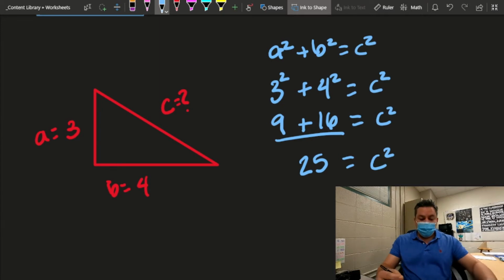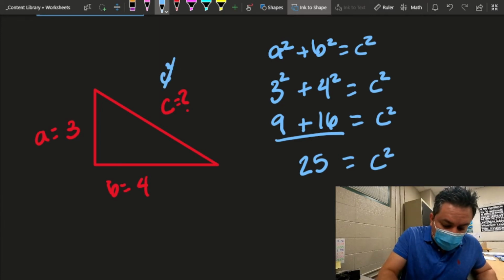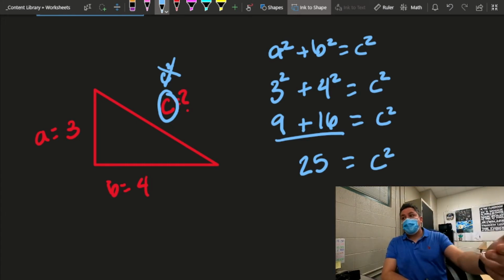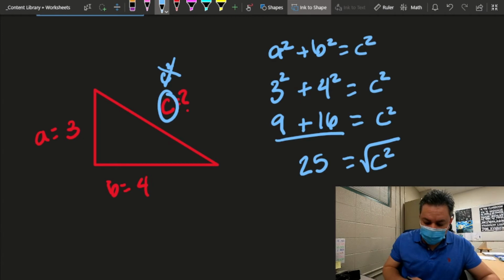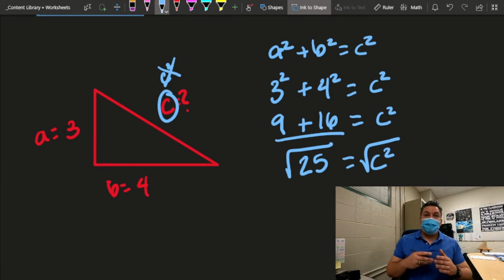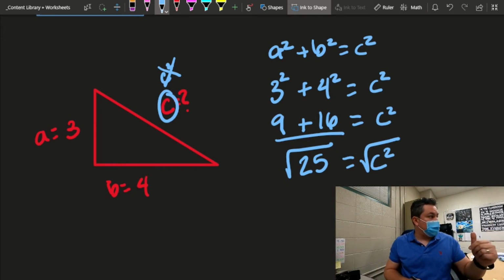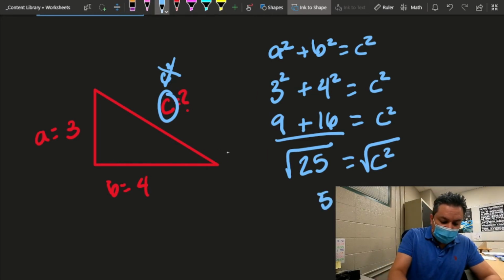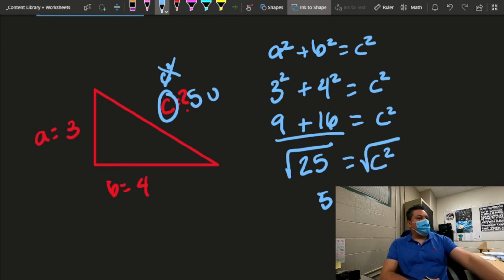Now, remember, this right here is not C squared, it's just C. So that means I have to take the square root of this, and what I do to one side, I do to the other side, right? What is a number that when I multiply it by itself gives me 25? 5. So C equals 5. The length of this diagonal is 5 units. That's all you have to do.